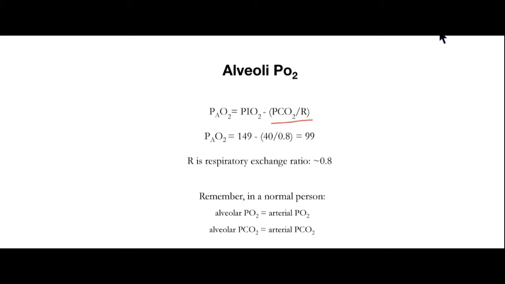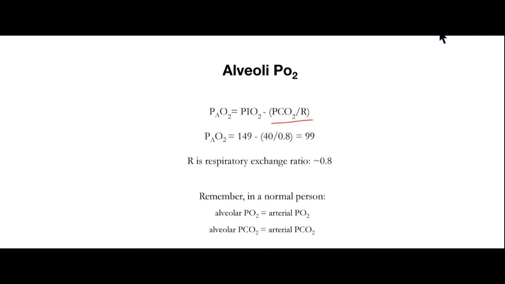But if you want to calculate the alveolar partial pressure, you have to take whatever the value is that you inspired. And remember, that's humidified. That's why it's 149 instead of 159, right, at sea level. Because you have to take into account the fact that you're humidifying that air. And then you subtract the partial pressure in the arterial circulation of carbon dioxide divided by the respiratory exchange ratio. For this example, we end up with an alveolar partial pressure of 99.